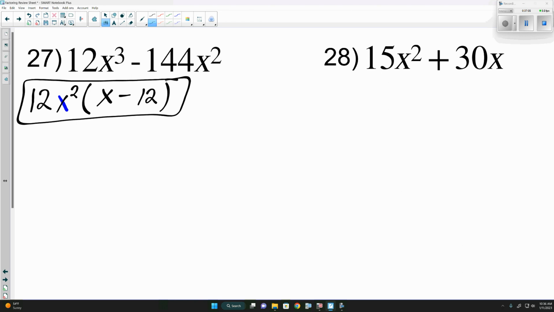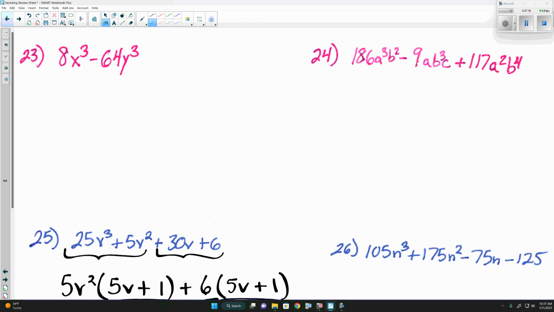Any questions on these here? Any other questions on any of the problems, the one that we've already passed? Yes. 24. 168 a cubed b squared minus 9ab cubed c plus 117 a squared b to the fourth.